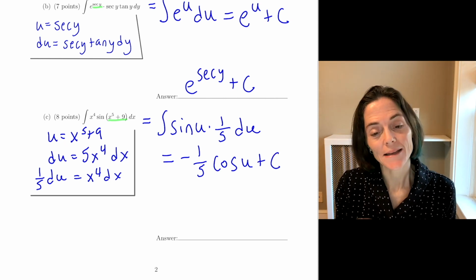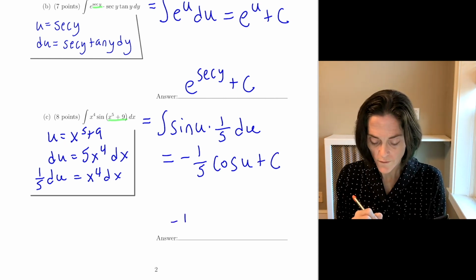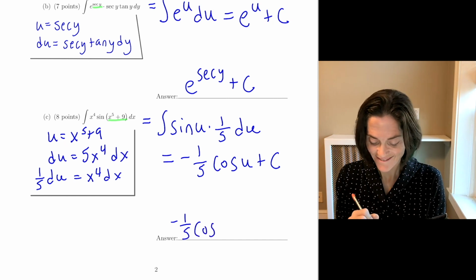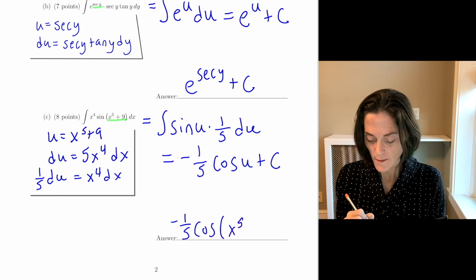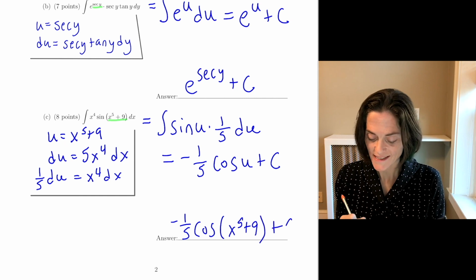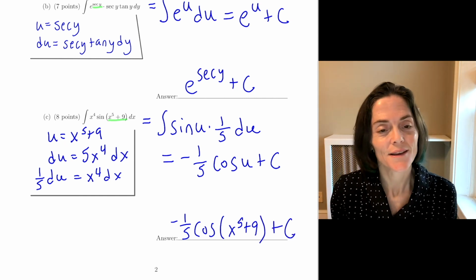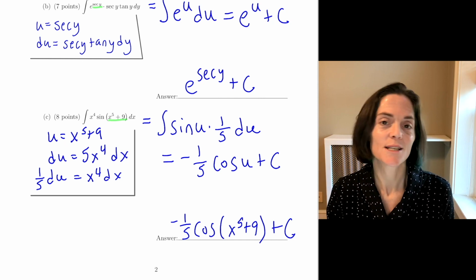Now integrate. We integrate sine, we get negative cosine. Final step, we go back to x. So we have minus 1 over 5 cosine of x to the fifth plus 9, and then plus c. This is our final answer here. This was integration by substitution.